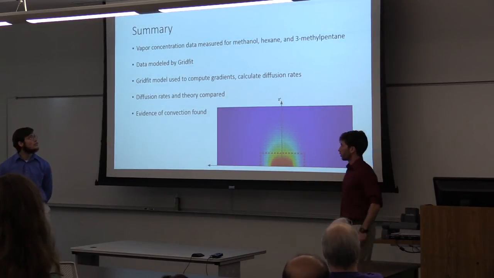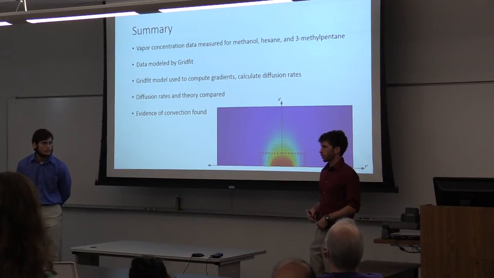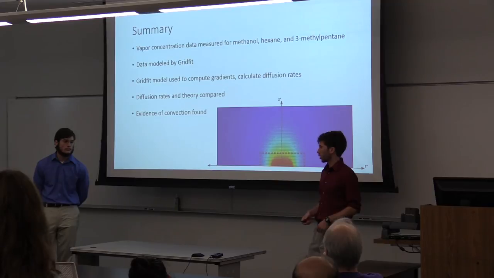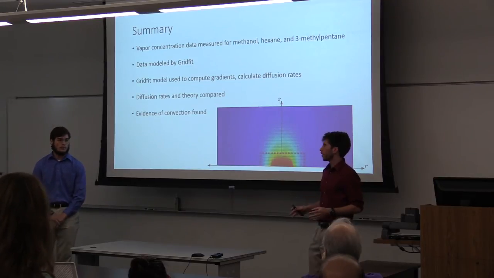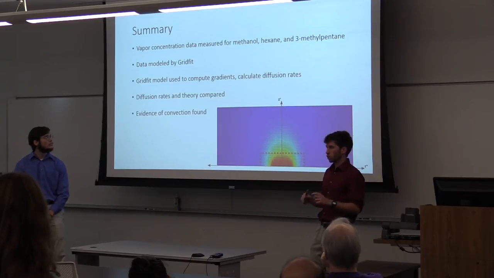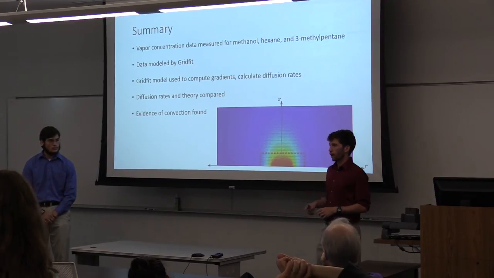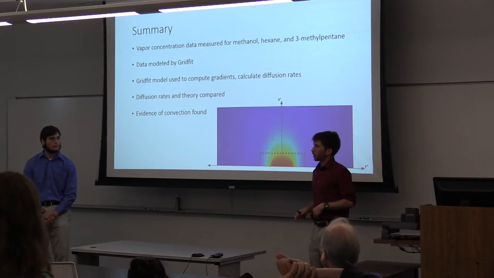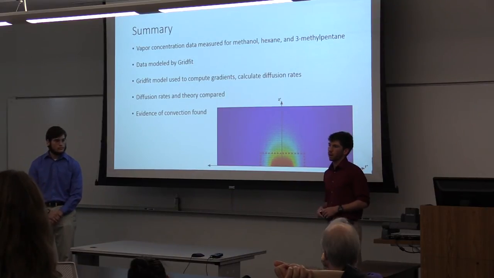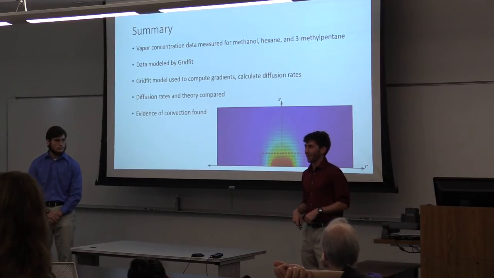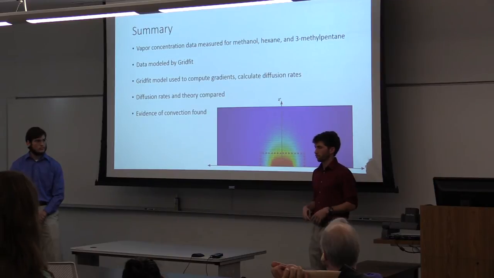So what have we done here? We've come up with a method to measure the concentration of vapors above a droplet using computed tomography and IR analysis. We've taken that data, we can use GridFit to model it, we can use that model to compute gradients in concentration, and then use those gradients to compute accurate diffusion rates over several control volumes, which we can use to compare diffusion rates with real data against diffusion-limited theoretical evaporation rates. And by doing so, we have found that substances like 3-methylpentane and hexane, which are heavier than air, are under the influence of both convection and diffusion in their evaporation processes.